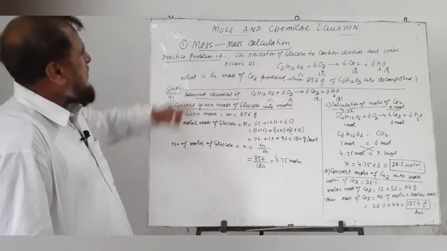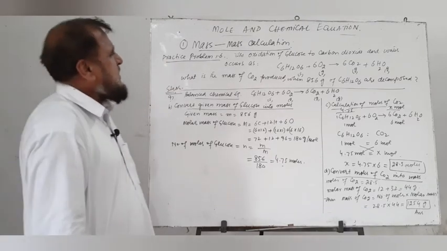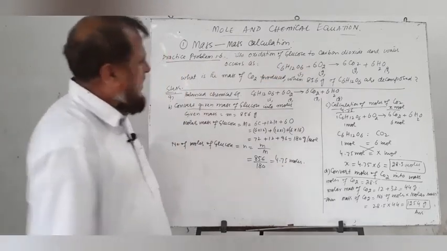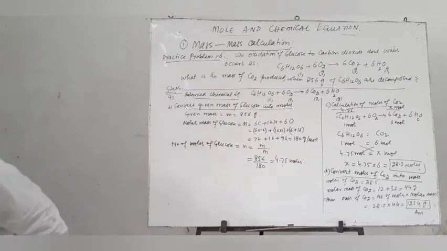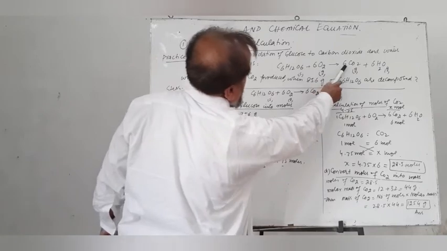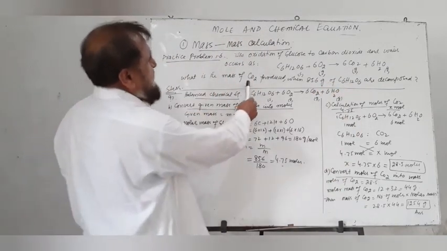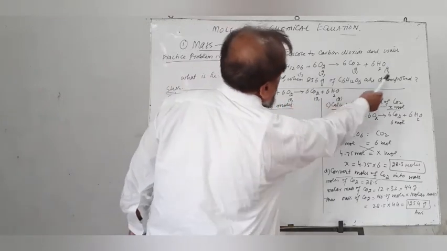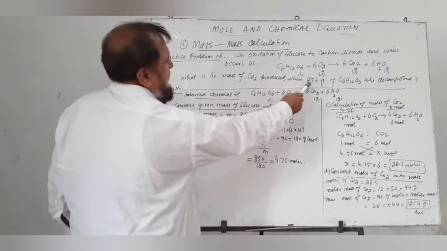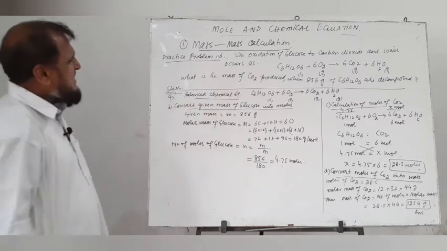We take practice problem 1.6, which is present in your textbook for FSC part 1. The example is that the oxidation of glucose to carbon dioxide and water occurs by the following reaction: C6H12O6 (solid) + 6O2 (gas) → 6CO2 (gas) + 6H2O (gas). What is the mass of carbon dioxide produced when 856 grams of glucose are decomposed? Here the mass of glucose is given, which is 856 grams, and we are asked to calculate the mass of carbon dioxide. Now we discuss different steps.